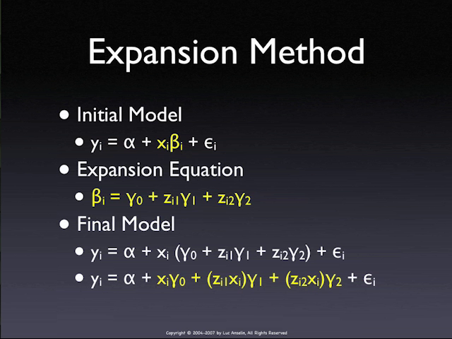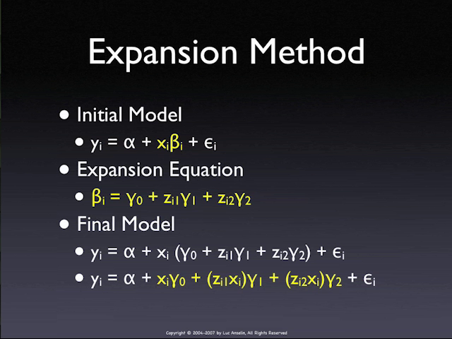So you start with the initial model, which is non-operational because it has extreme heterogeneity. Then you put in a model for the variability of the parameters, which is called the expansion equation. And then you substitute that into the initial model, and what you basically get is a bunch of interaction effects, which then give you the final model.